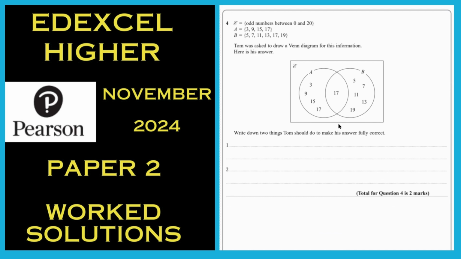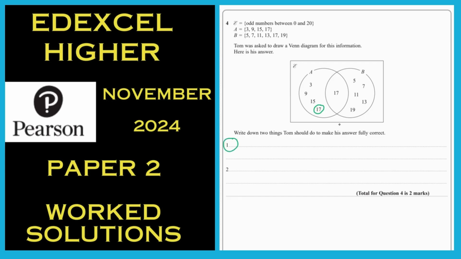Number 4, what's Tom done wrong? Now you can use your own words and phrases. You could obviously correct things. He's got 17 in 2 places.